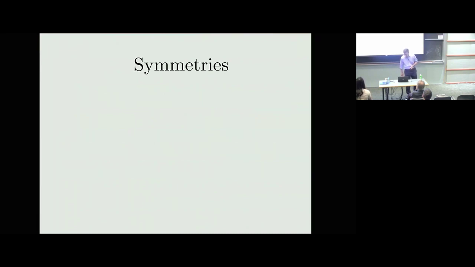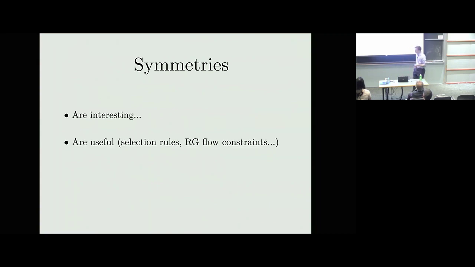So symmetries, what are they? I think you know. They're interesting. Well, I find them interesting. They're also very useful when you can find them. For example, in the context of, say, selection rules, constraints on RG flows, things like this. There are many other things you can talk about in these contexts, but I think it's pretty clear that symmetries have been very helpful in many contexts.